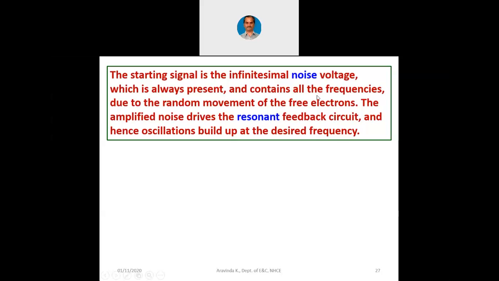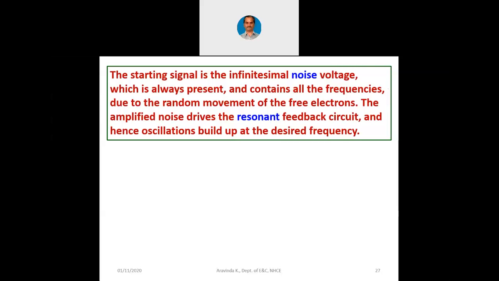So the starting signal is the infinitesimal noise voltage, which is always present and contains all the frequencies. When it contains all the frequencies from 0 to infinity, how do we pick up a particular frequency which we want? Again, that is a question. For that we have an answer. The answer is the feedback circuit. The feedback circuit is a frequency selective circuit.